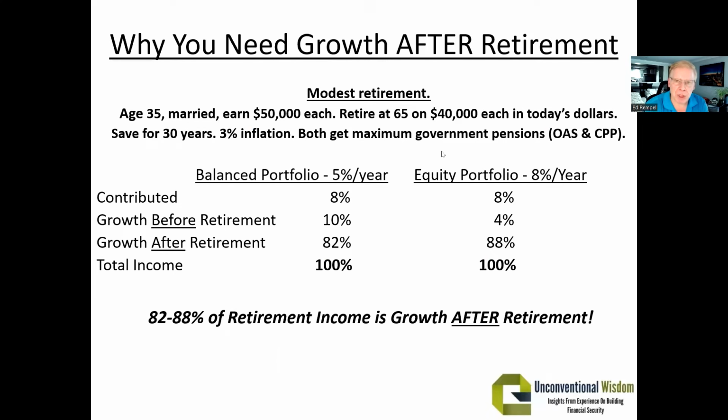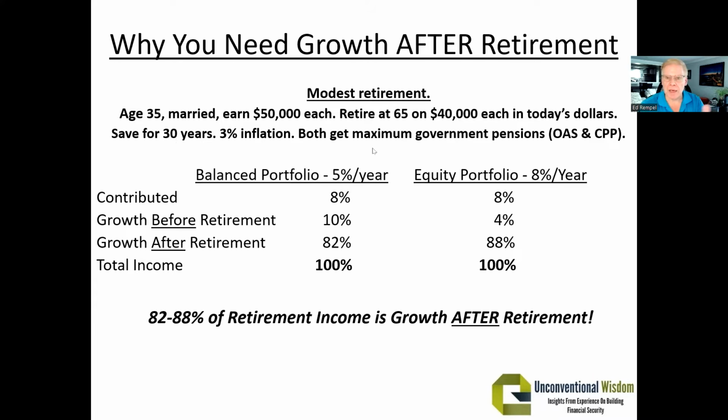Now, here's the big shock. This is why you need growth after you retire, and this is why you still need to invest effectively, and you need a good exposure to the stock market, and ideally even 100%. So this is a modest retirement. Let's say you're 35 and you're married, you make 50,000 each, so 100,000 together. You retire at 65 on 40,000 each, so 80,000 is your retirement in today's dollars. You're going to retire for 30 years, from age 65 to 95 with 3% inflation.